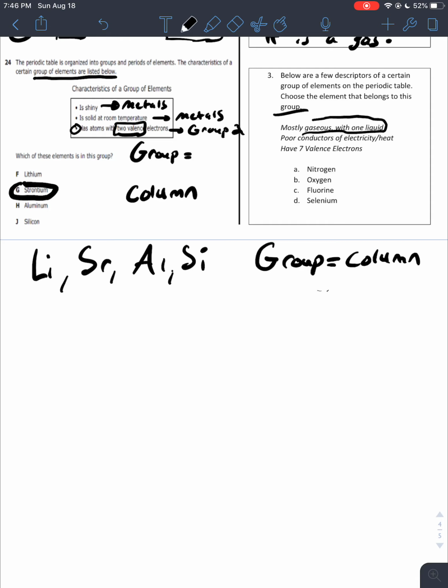Okay, this is a giveaway here. Mostly gases with 1 liquid. This group is poor conductors of electricity and heat. This tells me it's a nonmetal. And has 7 valence electrons. You need to make this conversion. I won't do it for you. That will tell you where to find it on the table. Give it a shot.